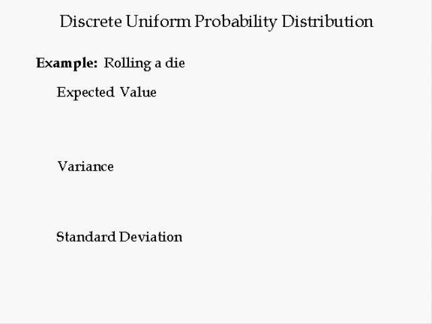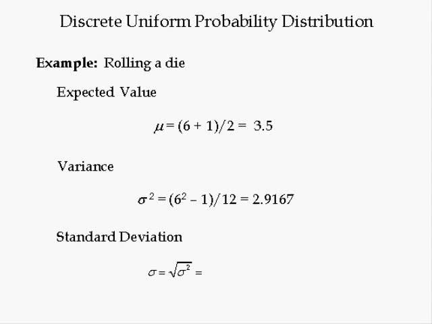For our die example, n equals 6, hence the expected value is 6 plus 1 divided by 2, which is 3.5. The variance is 6 squared minus 1, divided by 12, which is 2.9167. The standard deviation is the positive square root of the variance, which is 1.708.